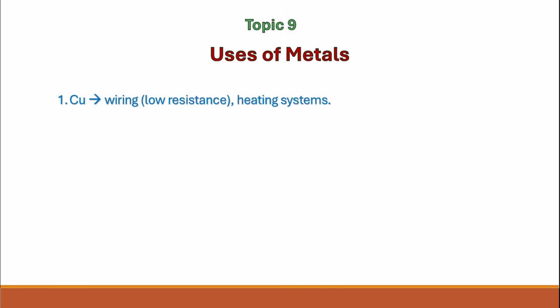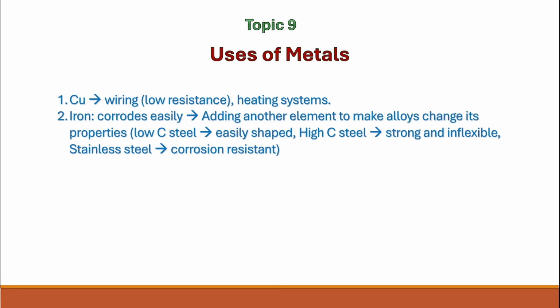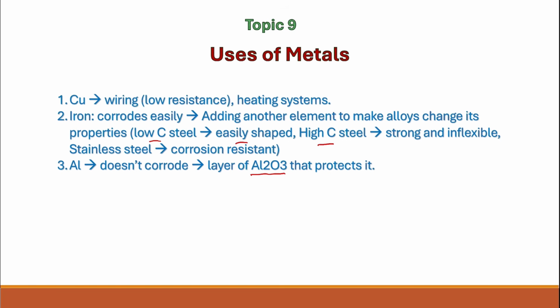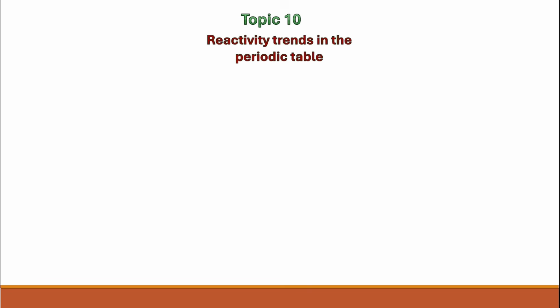Remember that it can conduct electricity, it has low resistance, and it's ductile. Iron, remember that difference between iron and aluminium. Iron can corrode easily, so usually they would add another element to make alloys, which change the properties of the pure metal. So low carbon steel is easily chipped, high carbon steel is strong and inflexible, and stainless steel is corrosion resistant.